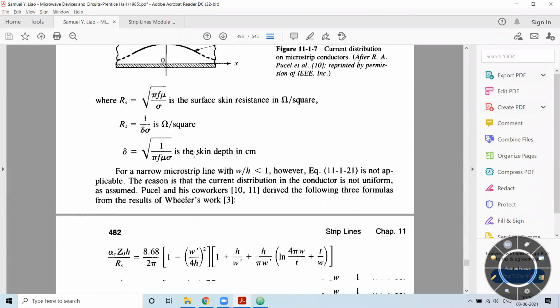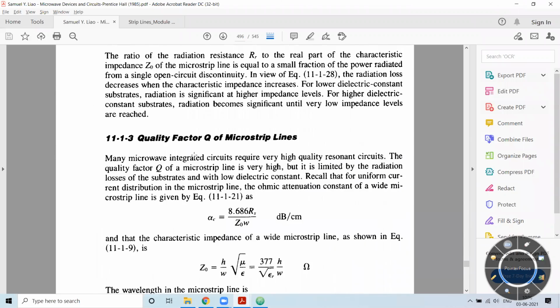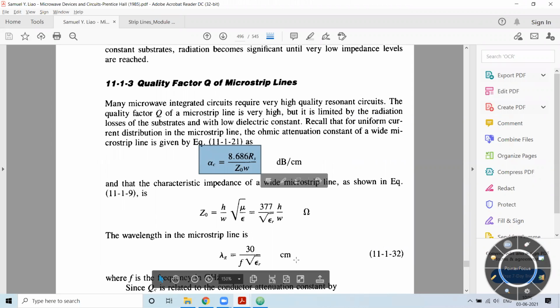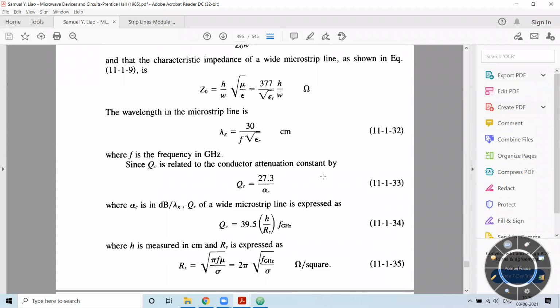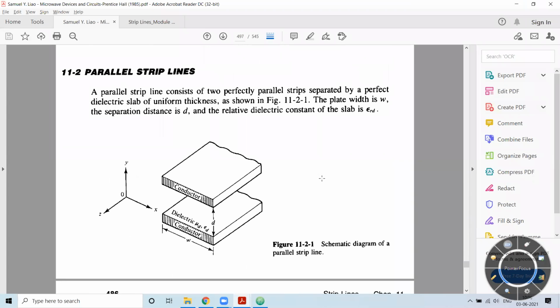So moving further with the next aspect. We also discussed the quality factor of the microstrip lines, which is again dependent on the alpha C and alpha D parameters. That is, the attenuation constant due to the conducting element and the attenuation constant due to the dielectric element. So these things we have discussed.